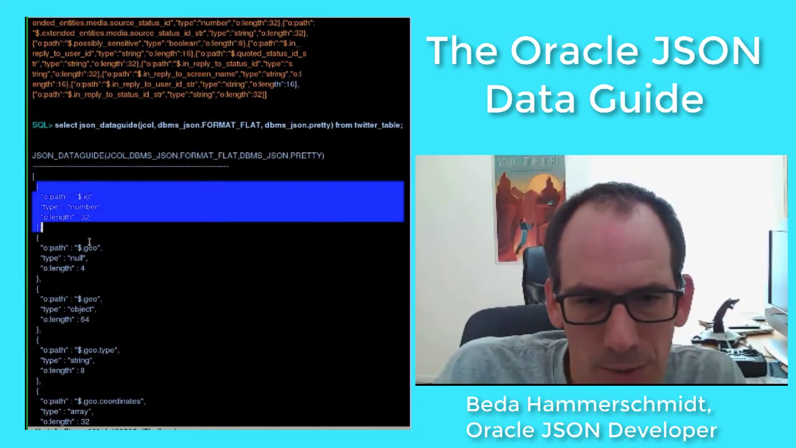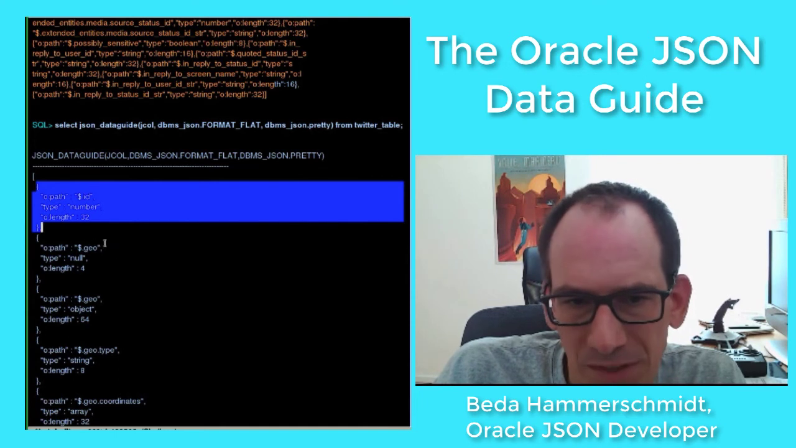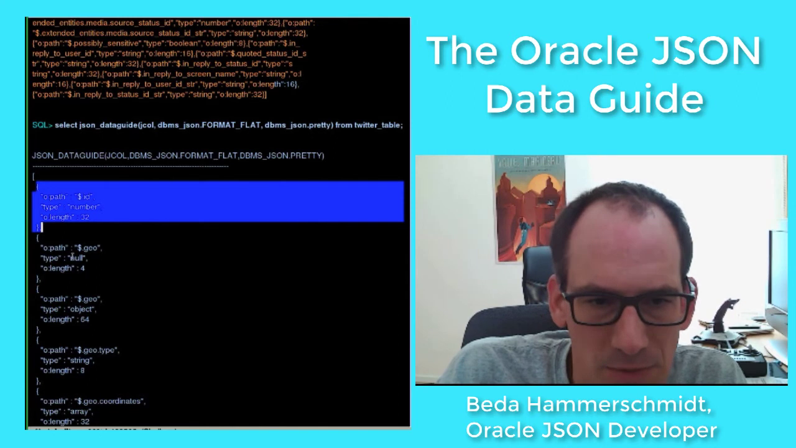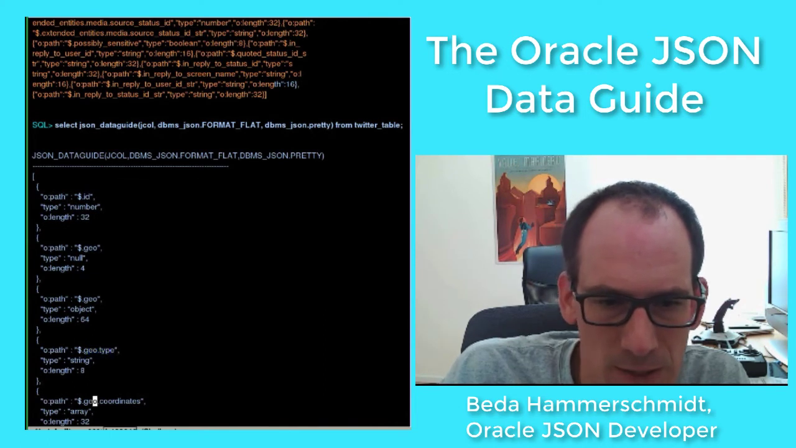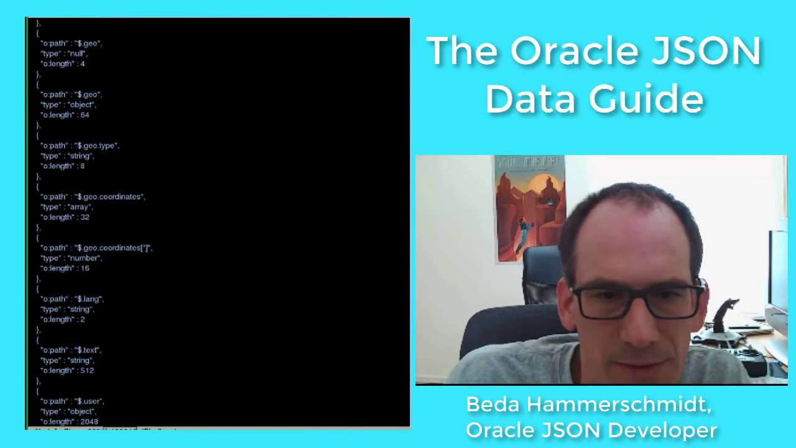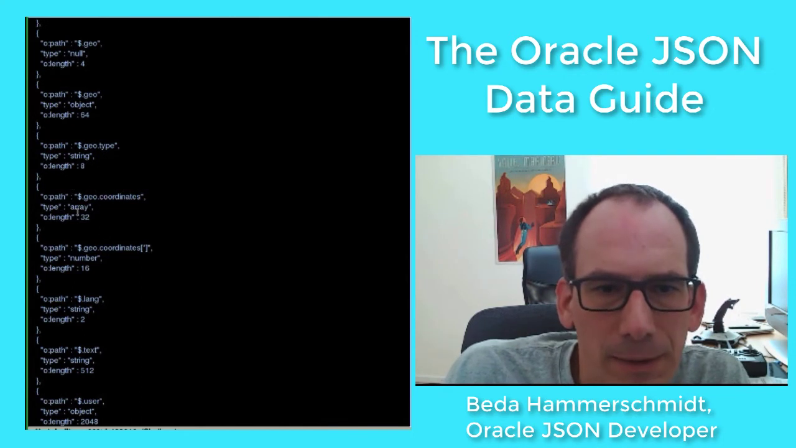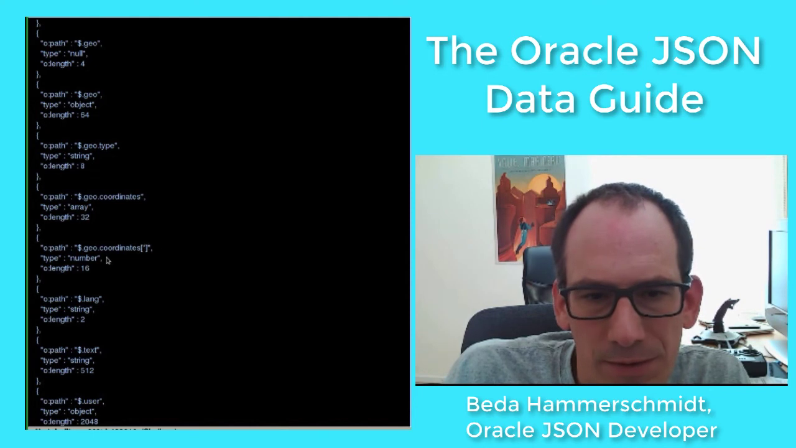So we see that there is some schema flexibility here, where the path $.geo sometimes seems to point to null and sometimes there is an object. If it is an object, we will see that one of the contents is a type, which is a string up to 8. And we do have coordinates. This is an array. And inside the coordinates, this is an array of numbers. So it's probably latitude, longitude things.